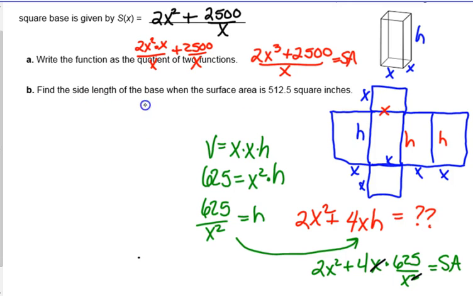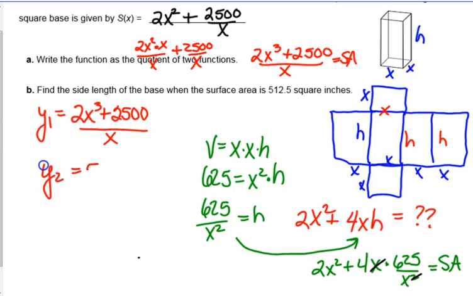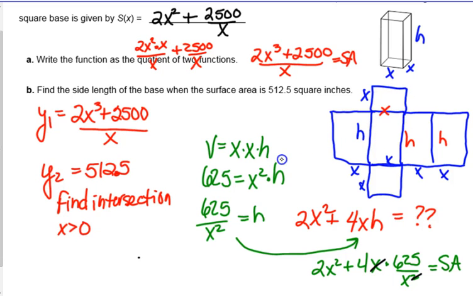It says find the length of the side of the base with a surface area of 512.5 square inches. We're supposed to see where this surface area equals 512.5. So into y1 I'm going to put 2x cubed plus 2500 all over x, and into y2 I'm going to put 512.5, and I'm going to find the intersection point. And remember, x can't be negative because we can't have a negative dimension on our box.